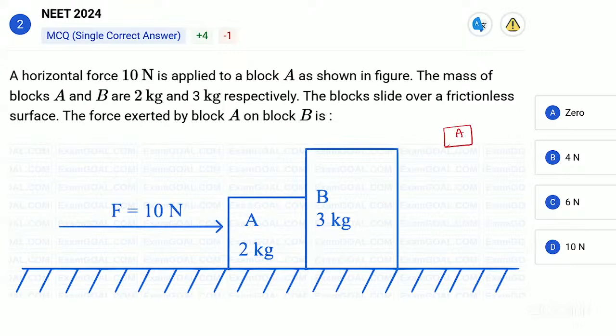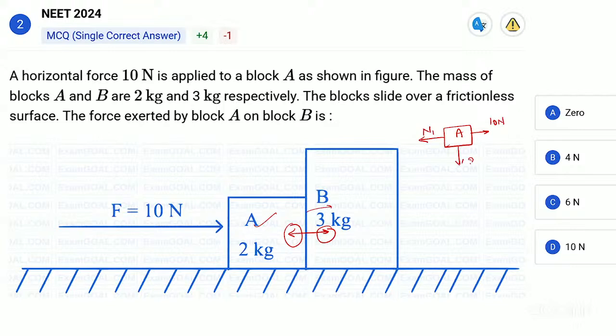Block A का FBD जैसे ही मैं बनाऊंगा, तो there will be a force in this direction which is 10 Newton. And due to this contact force, the normal reaction will be acting like this. This will be the normal reaction on A, and this will be the normal reaction on B. So this would act in the left direction, which is, let's say, N1.